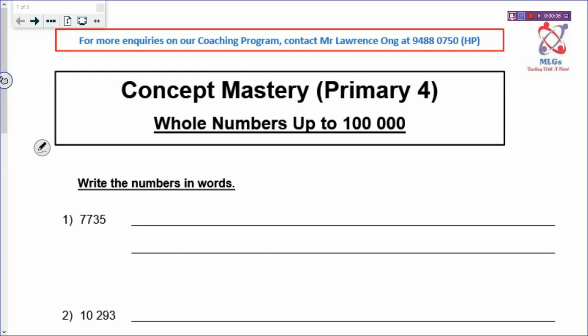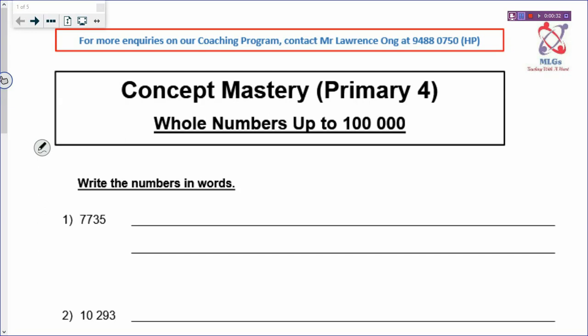Now, today we are going to go to the basics of how to do whole numbers up to 100,000. So, the lessons for Concept Mastery are very simple. The lessons are mainly to help those students who are struggling to improve their math. As we go through the lesson, you will see how we go back to the basics. How do we do simple concepts? And if you have forgotten any concept, then these lessons will be useful to you.